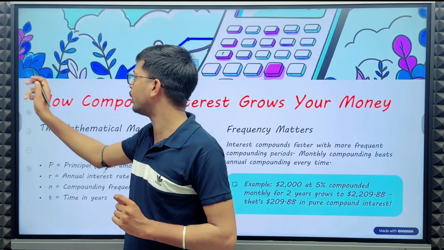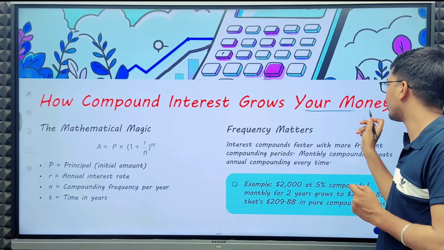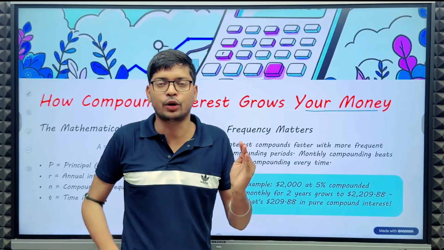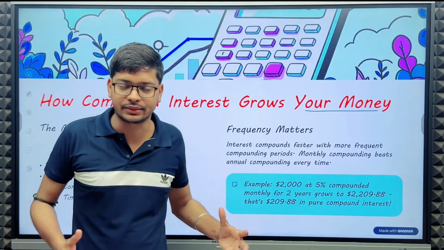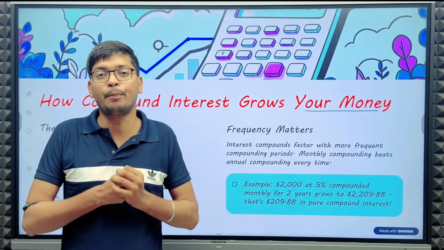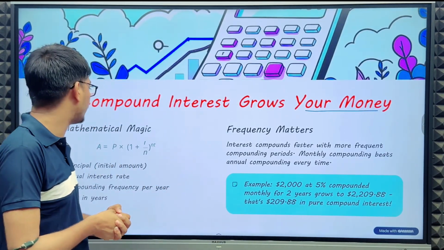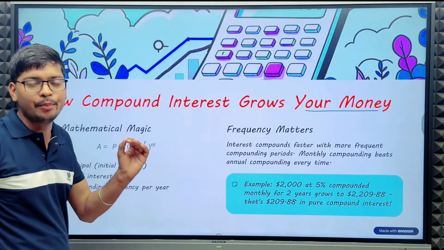Now I want to talk about how compound interest grows your money. It is a very important concept, because we have to grow our money and build our wealth. But how do we use compound interest to grow our money? It is a very important thing. So first of all, let's see the mathematics.